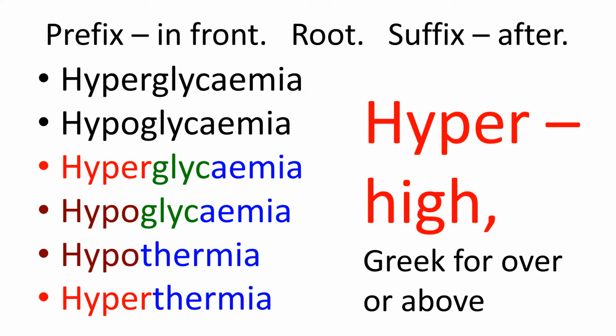Hyperglycemia can cause long-term health problems, severe health problems. Hypoglycemia can be life-threatening over just a few minutes, a rapidly life-threatening condition. Hypothermia is life-threatening and hyperthermia is life-threatening.